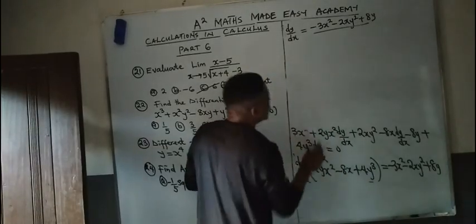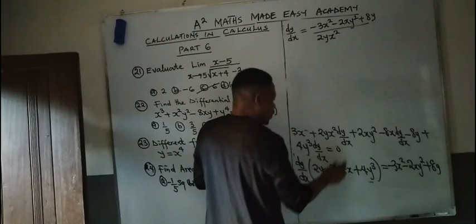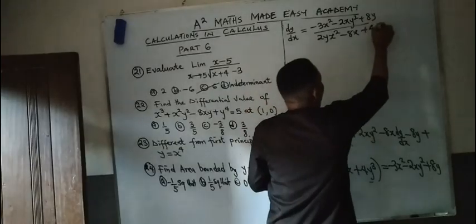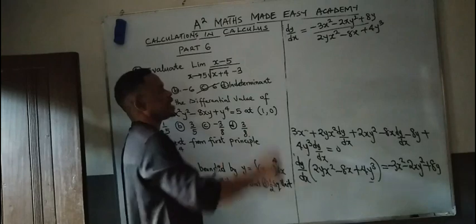So what do you write at the denominator? 2y x squared, then followed by minus 8x, then plus 4y raised to the power of 3. This could have been the final answer. Are you with me now?